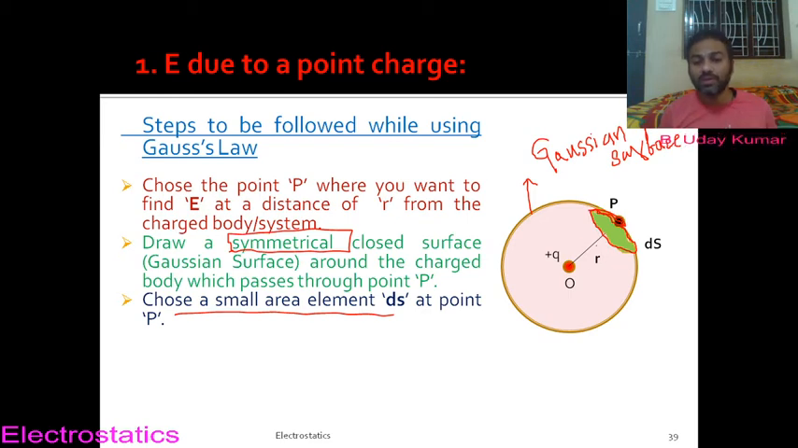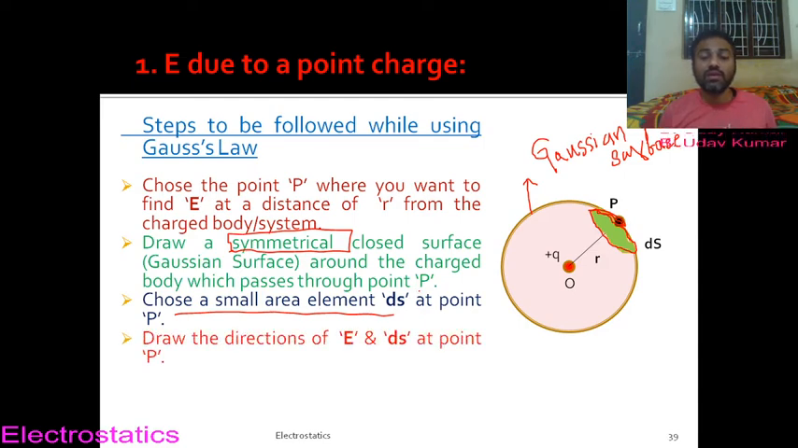Okay, I hope it is clear to you, and let us move on to our next step now. After constructing the area element at point P, you have to draw the directions of electric field intensity and also ds at point P. So what is E here? Electric field intensity, and ds means area vector. You already know, right? The area vector will always be perpendicular to the area.